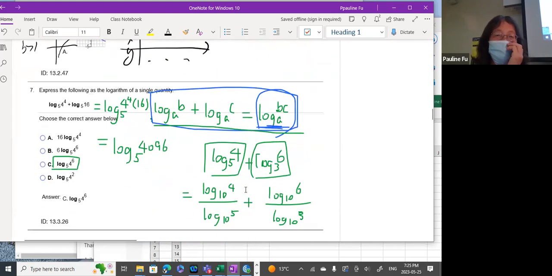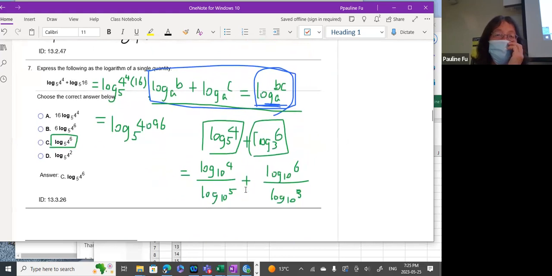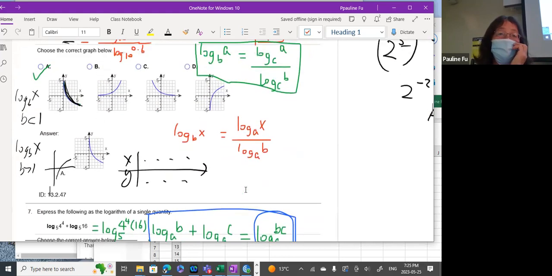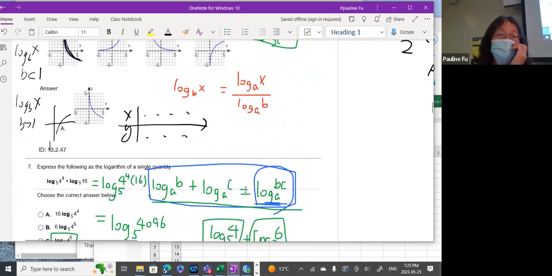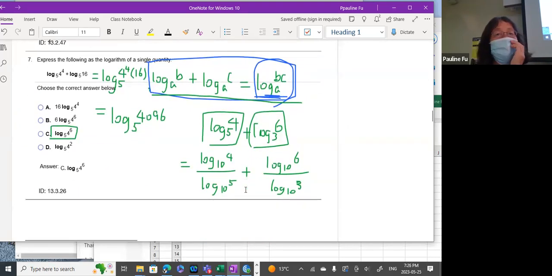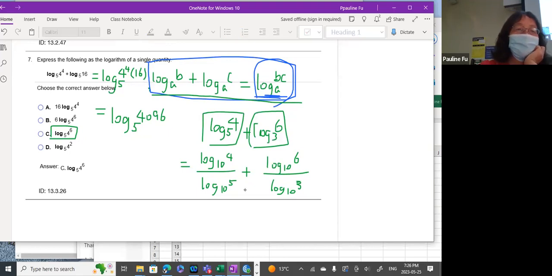Okay. Question seven. This one is easy because, oh, sorry, for number seven. Because they're both log 5. And then 4 to the 4, and then 16 is 4 squared. So it's like terms. So it's log base 5 of 4, with the exponent 4 plus 2. So it's log 5 of 4 to the 6. Excellent. This is easy because it's both log 5.